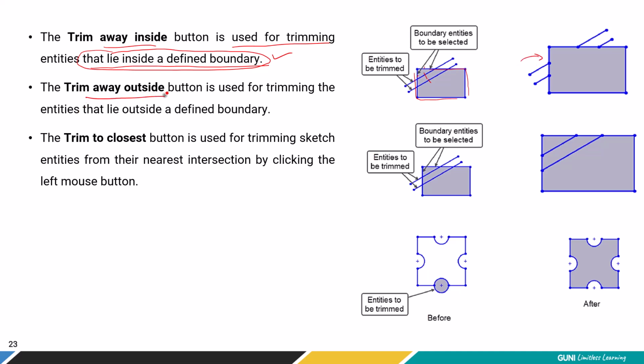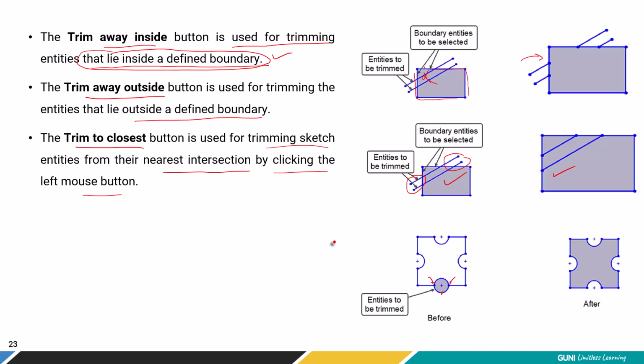Similarly, trim away outside is used for trimming the entities that lie outside the defined boundary. So this is the outcome. Here the outside geometry will get trimmed, and earlier it was the inside geometry. Now the last one, the trim to closest button, is used for trimming the sketch entities from their nearest intersection by clicking the left mouse button. So here if you choose this, the arc will get trimmed to this point only.